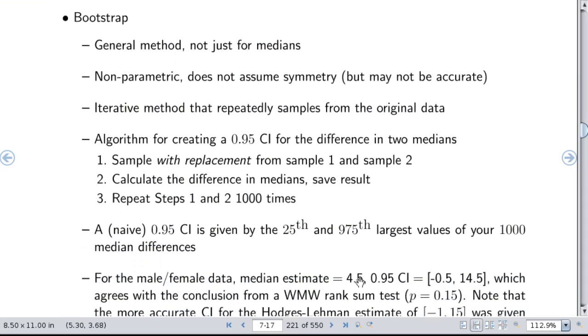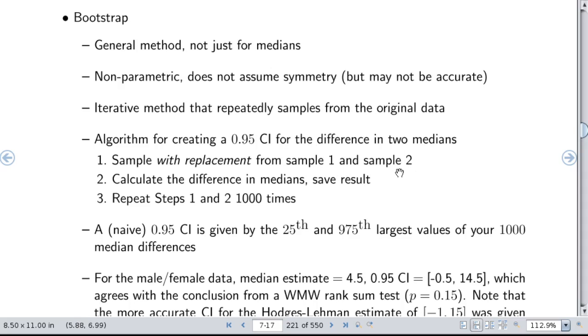So the bootstrap method, which is a method of sampling from your own data to tell you about things, is very general and fairly nonparametric. But the problem is it may not be that accurate. It's sometimes a rough method. And so you're repeatedly sampling from your original data, and the way you would calculate a 0.95 confidence interval for the difference in two medians, not the Hodges-Lehmann estimate anymore, but really the difference in two medians, you would sample with replacement from sample one, and you would sample with replacement from sample two.